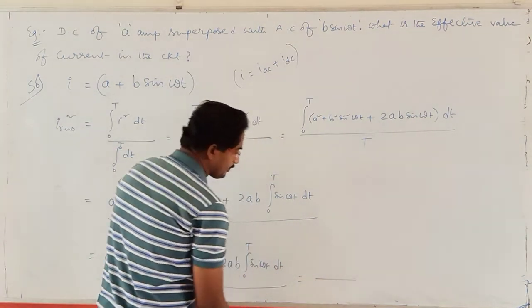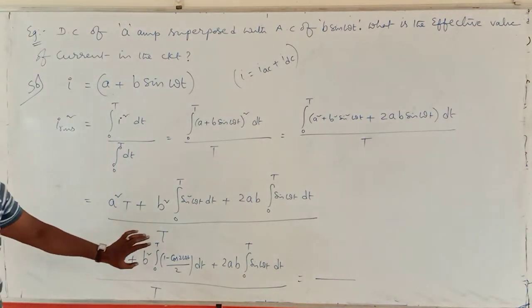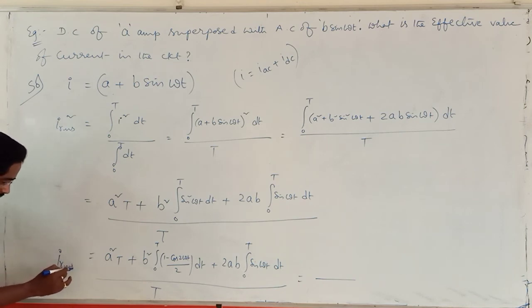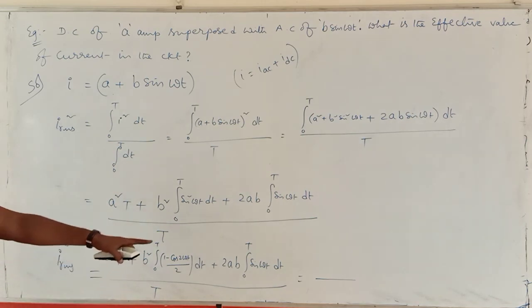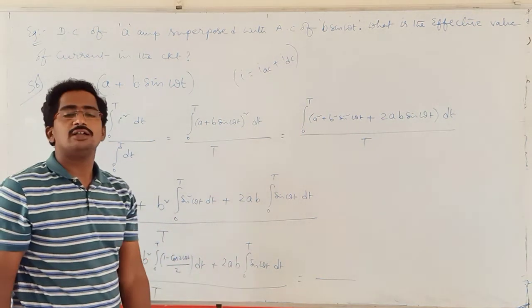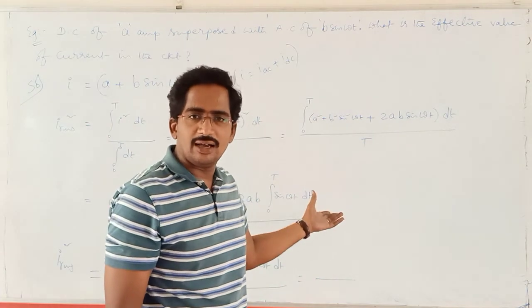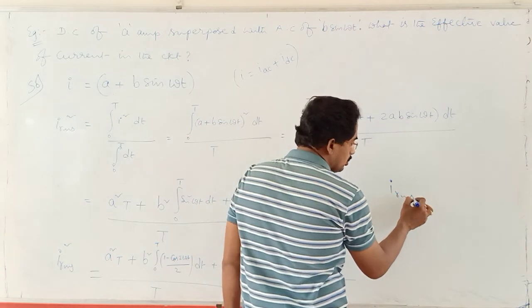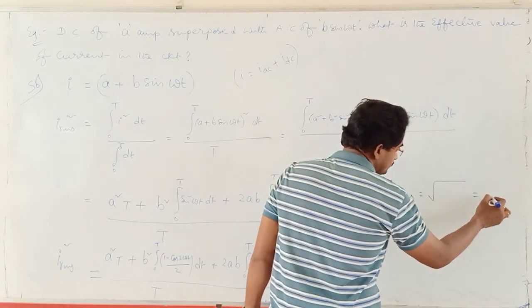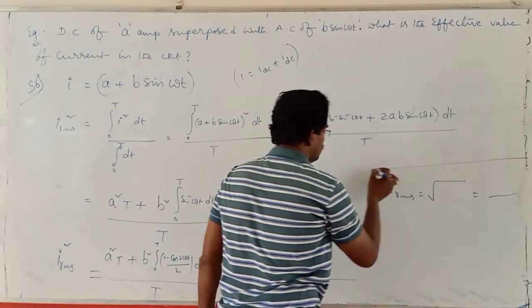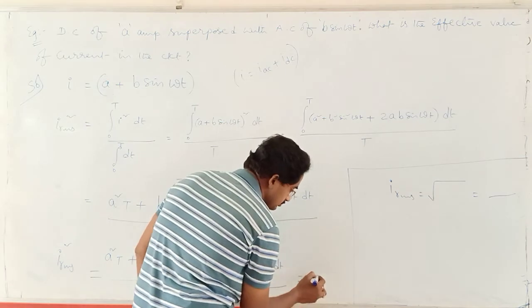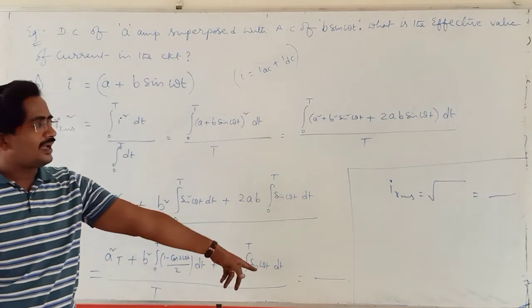Whatever answer you get, you write here, and that is I RMS square. I hope you can do that integration. I am leaving that part for you. After that, I RMS equals the root of the value we get. So do this part as your job. Fill in the blanks that I left over here.